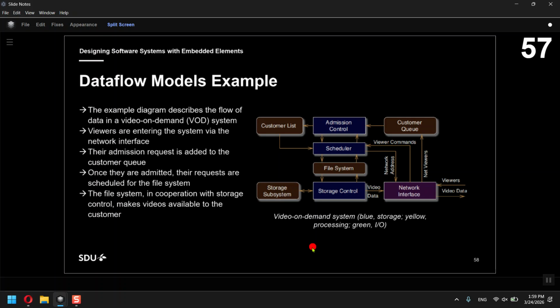Customer list, customer queue. So let's say this is customer list. We have customer queue. And let's say there's customer. What does this mean? It's obvious, right? It's only software engineers who can understand that this is dependency.